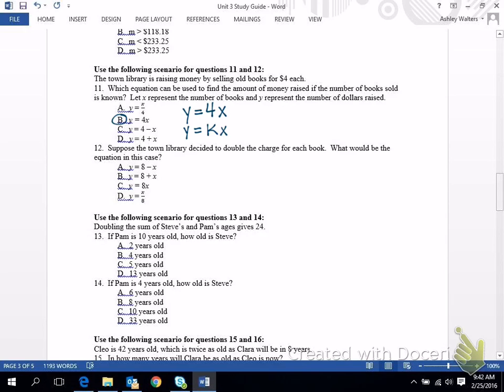In number 12, it says that suppose the town library decided to double the charge for each book. What would the equation be in this case? Well, if you were doubling the charge per book, which is $4 per book, the books are now $8 a piece. So the money will come from charging $8 per book, which is C.